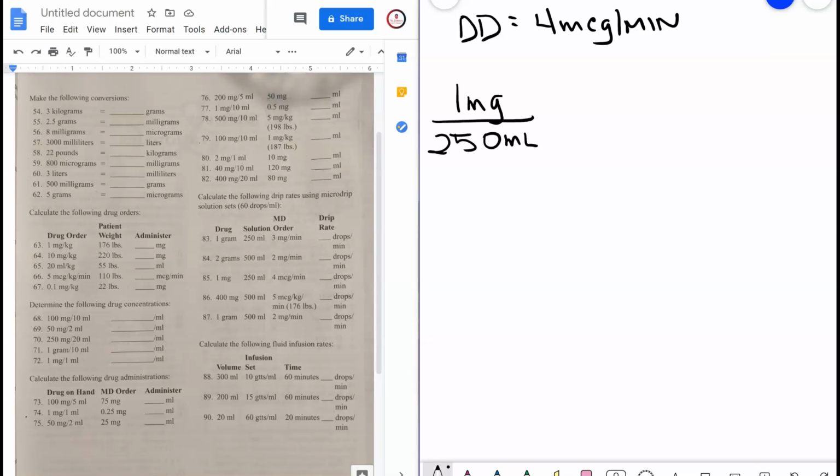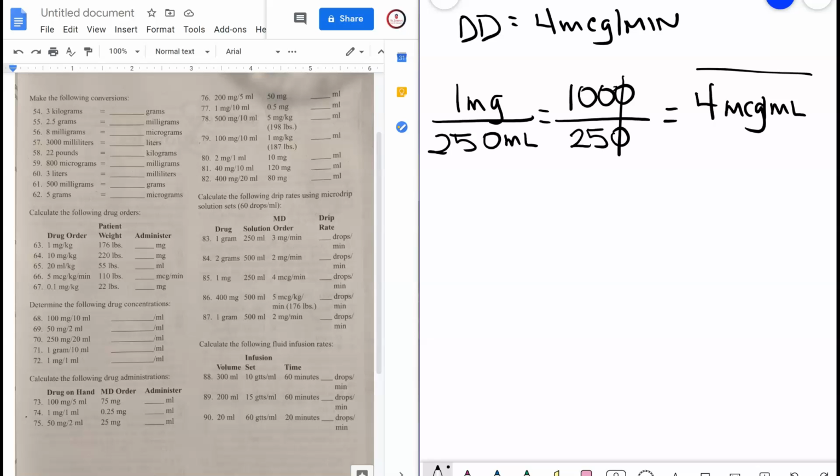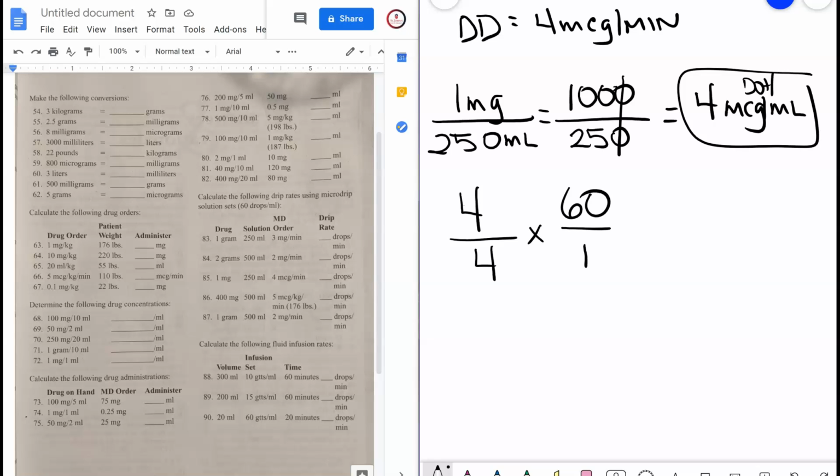Again, they were sort of establishing a pattern now, right? So 3 times, you're going to move that decimal place, so it's 1,000 in 250. Simplify, so 100 in 25 is 4 micrograms per milliliter. This is your dose on hand. So 4 over 4 times 60 over 1. 4 over 4, right? That's a whole number. This just becomes 1. So you're going to do 60 drops a minute.